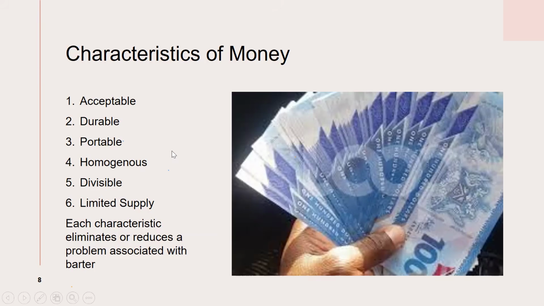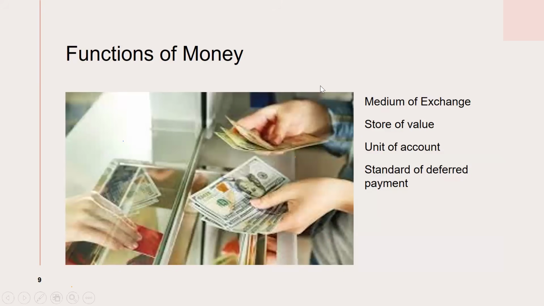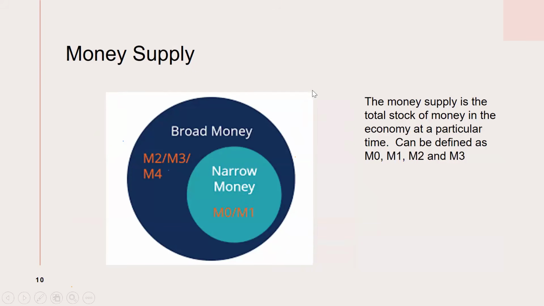I just have to run through it because I went through it in a little more detail just now before recording. My apologies. And we use money as a medium of exchange. We use money to store wealth. It serves as a unit of account to see how much funds are worth. And as a standard of deferred payment to see how much people are owing. And then we discussed the money supply, which is the total stock of money in an economy at a particular time. And we said it was separated between narrow money and broad money. Narrow money is M0 to M1, and broad money is M2, M3, and M4.